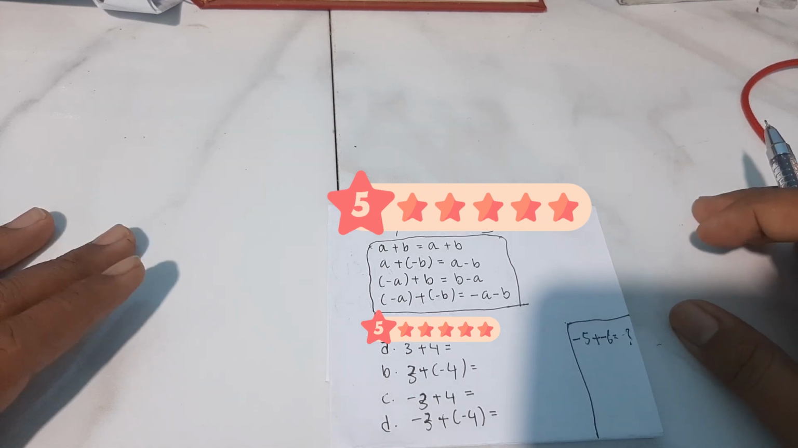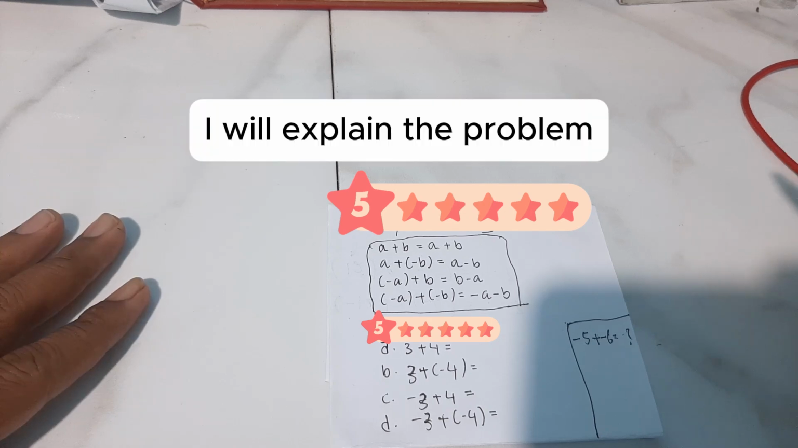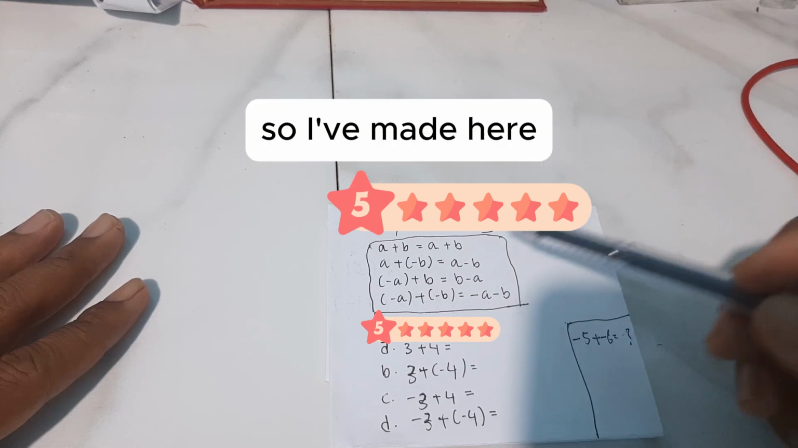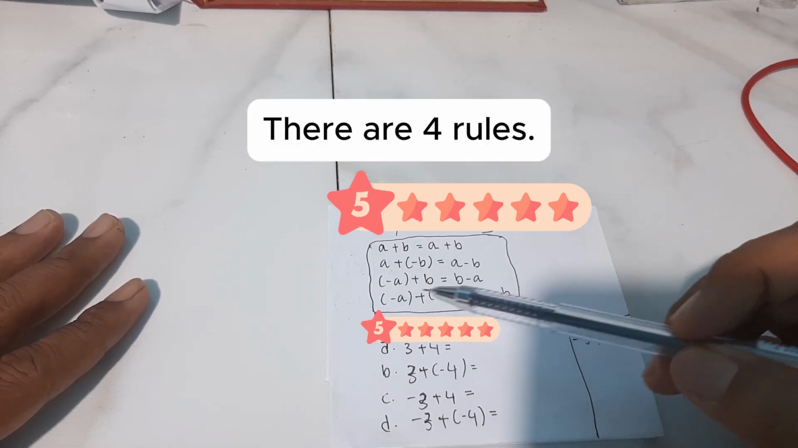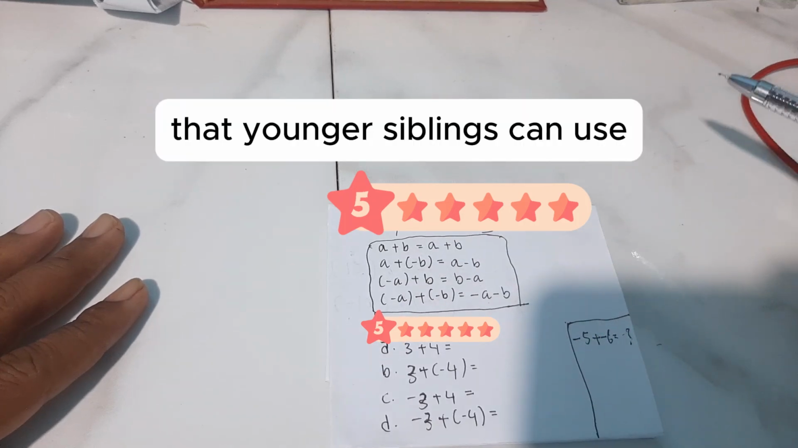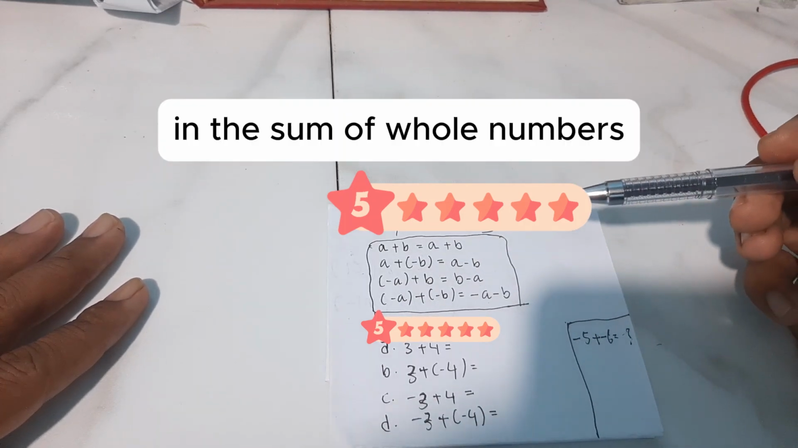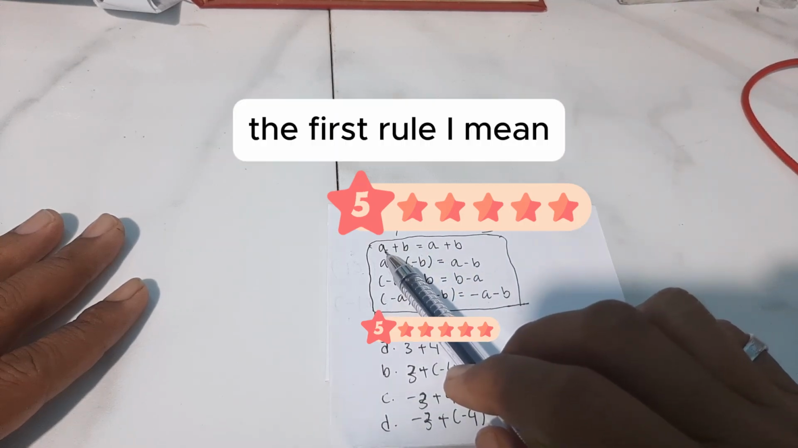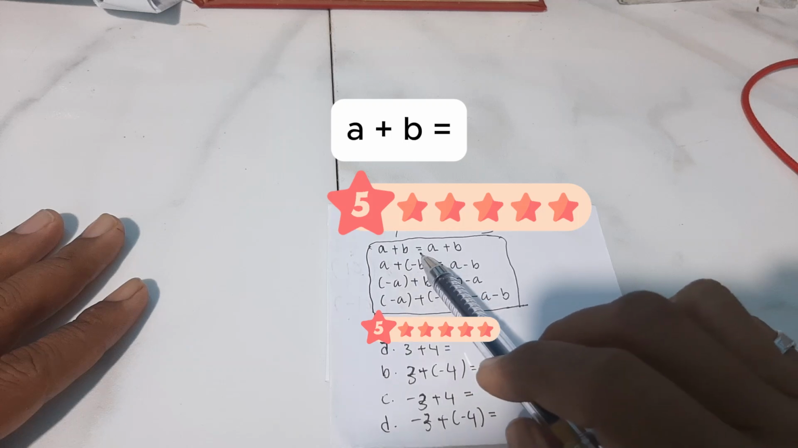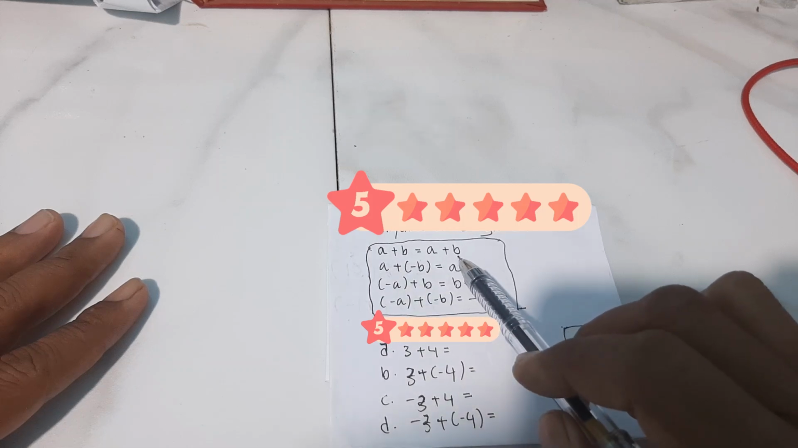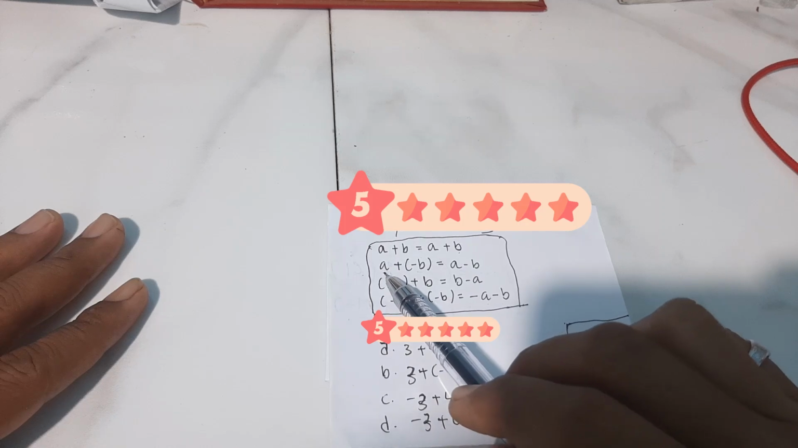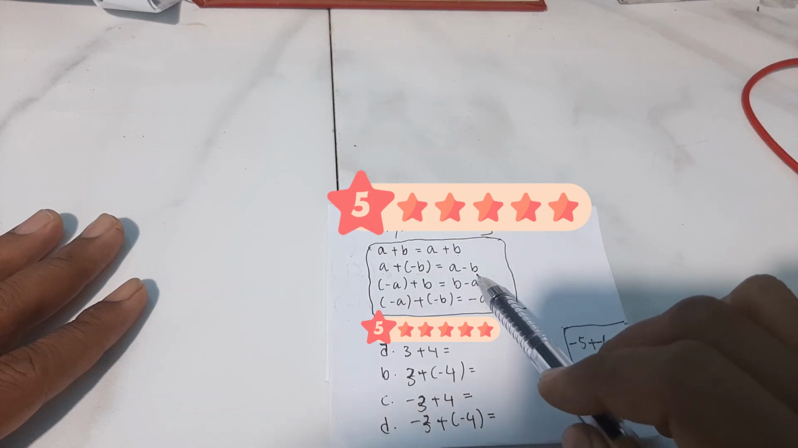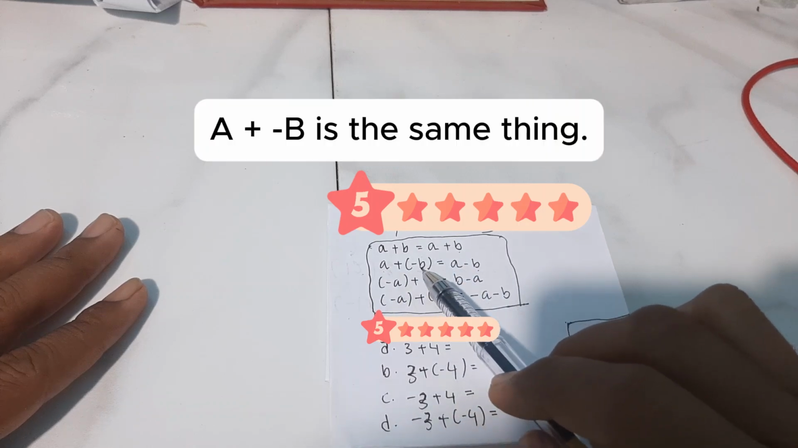On our video this time, I will explain the problem of integer summation. I've made four rules that younger siblings can use in the sum of whole numbers. The first rule is a plus b equals a plus b. The second rule is a plus b equals ab. A plus b is the same thing.